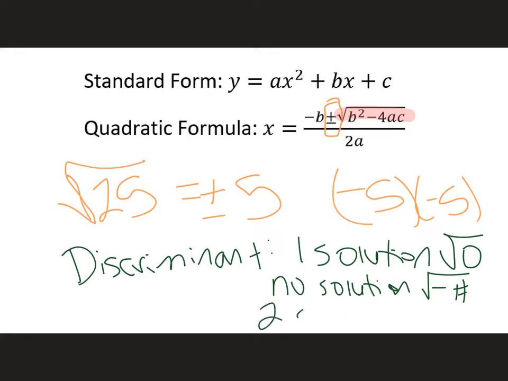Two solutions would come from the square root of any positive number, because any positive number can have both a positive and a negative square root. So on the next few problems, as we set up the quadratic formula, we will check to see how many solutions we should get before we finish.